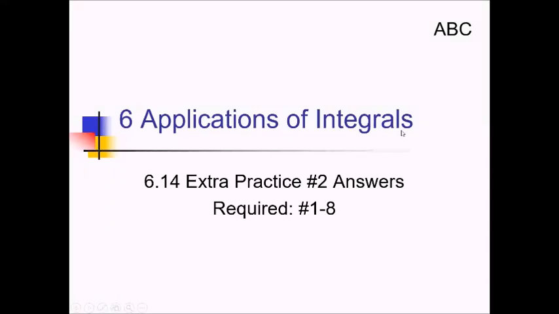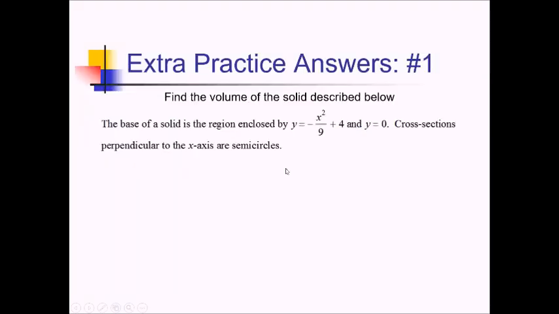Hello there, Mr. Sutton here, bringing you the AB Calculus 614 Extra Practice Number 2 solutions on volumes with known cross-sections. For this problem, we want to find the volume of the solid described here. The base of this solid is the region enclosed by this parabola and y equals 0, and cross-sections perpendicular to the x-axis are semicircles.